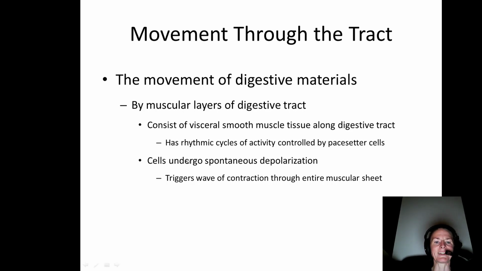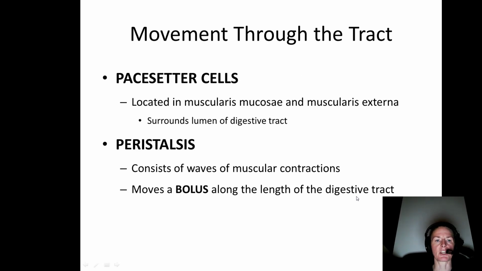So we're going to have some spontaneous waves of depolarization that's going to trigger waves of contraction through an entire muscular sheet. These obviously are set by our pacesetter cells that we just talked about. We have them both in the muscularis mucosa and the muscularis externa. So peristalsis is when we move a bolus along through the digestive tract.